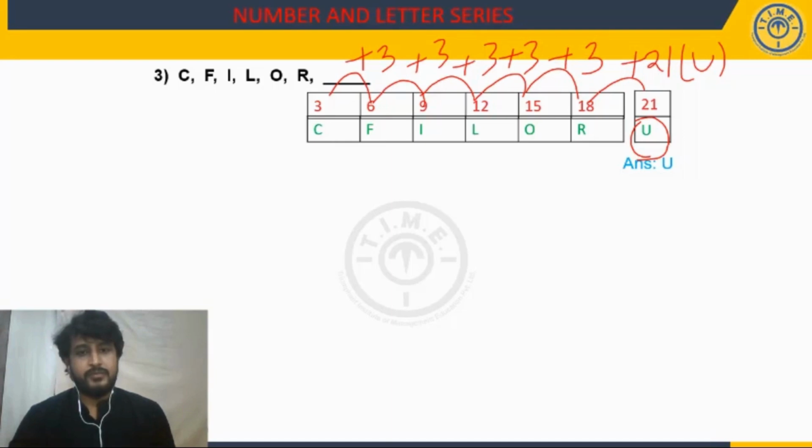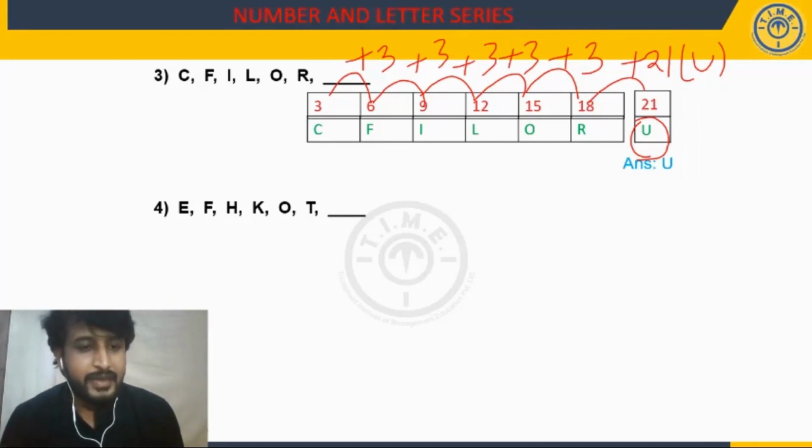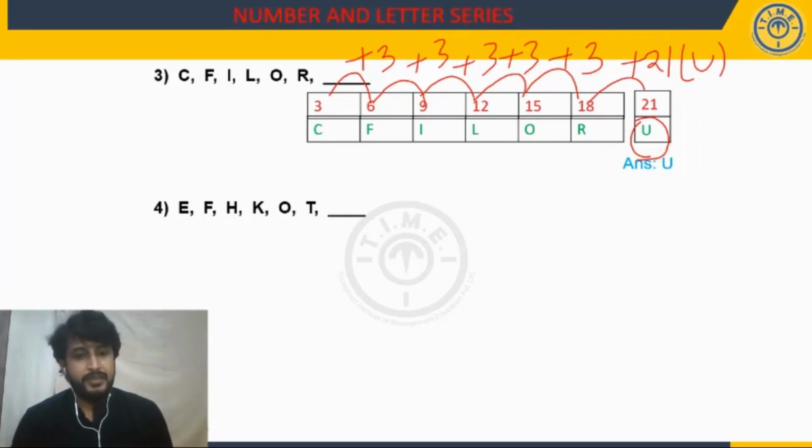Let's see question number 4. E, F, H, K, O, T. Now again try to write the place values. Tell me what are the place values of the given letters. E's place value 5, F's place value 6, H's place value 8, K's place value 11, O's place value 15, T's place value 20. Now if you write, what we get?